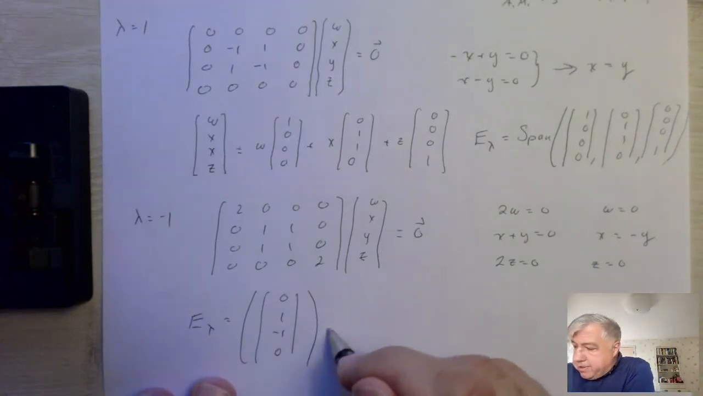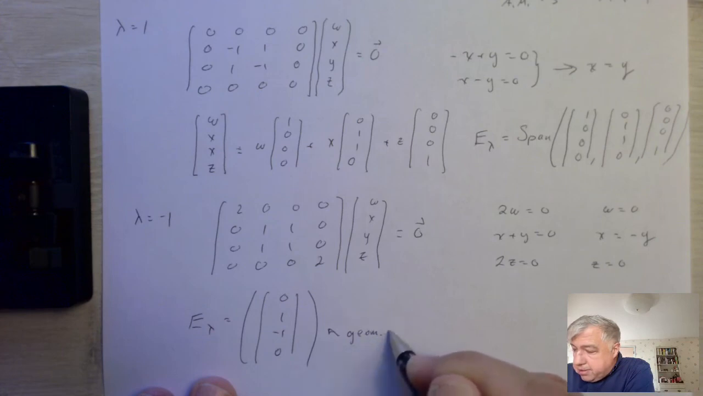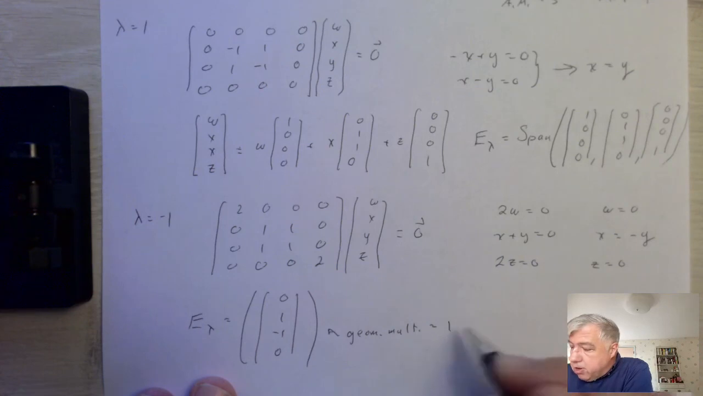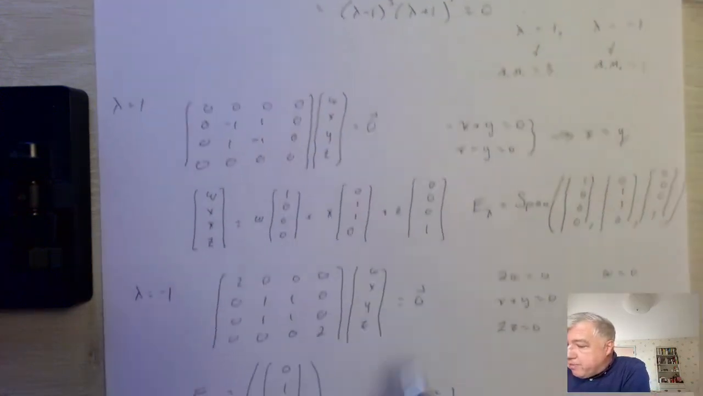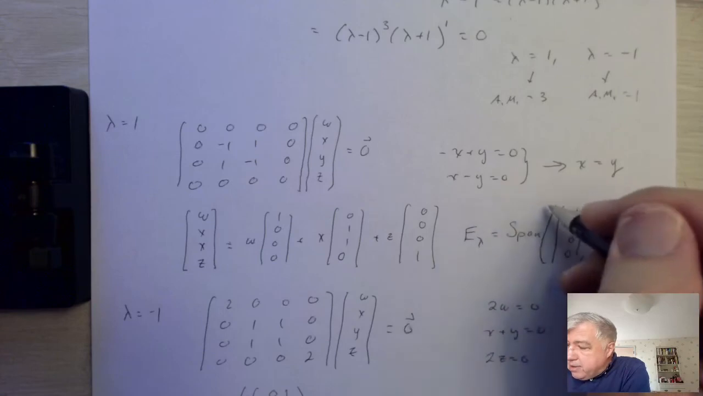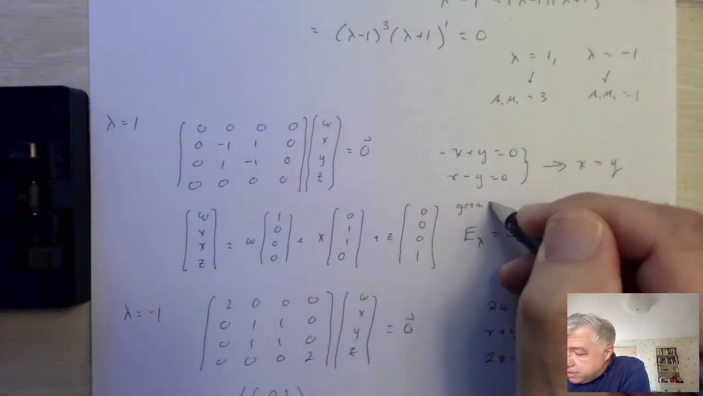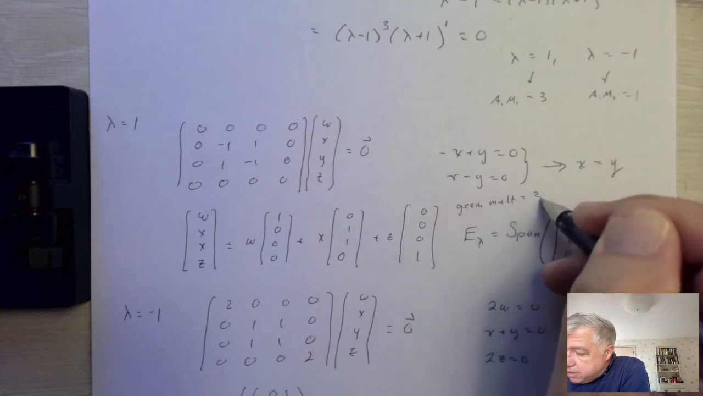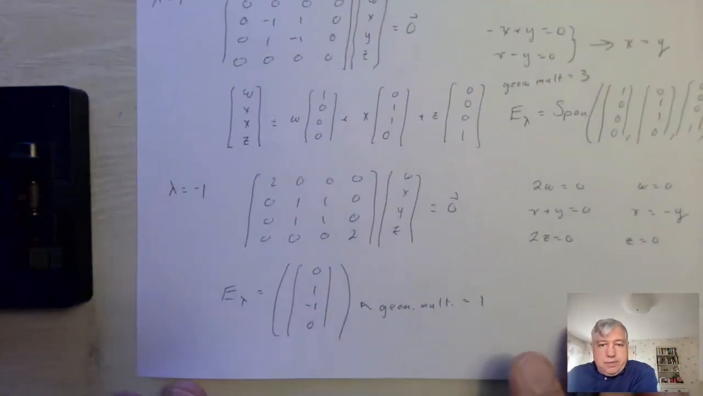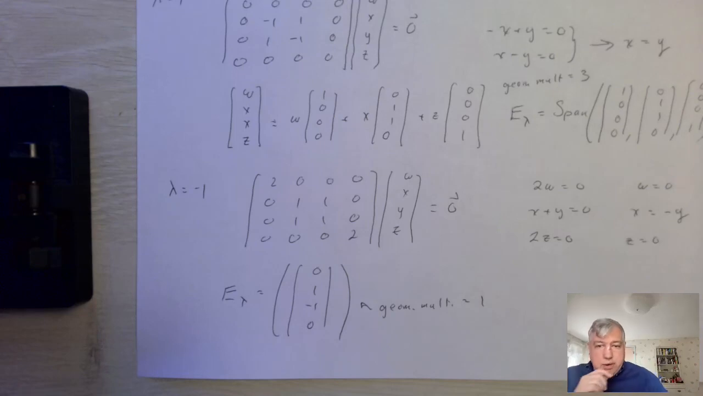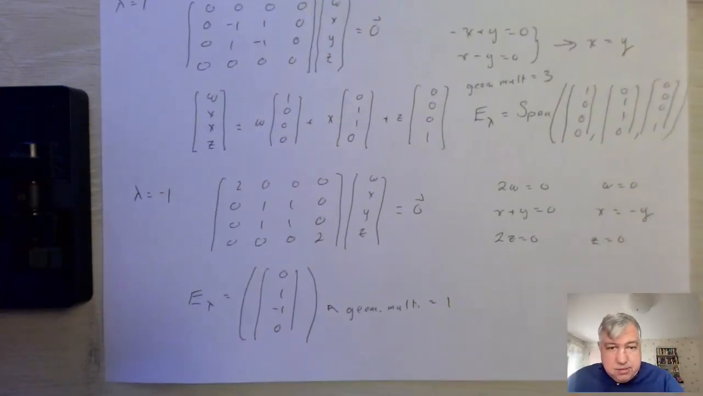And here the geometric multiplicity is 1, and I should say that when lambda is 1, the geometric multiplicity was 3. All right, so the best way to get good at this, again, is practice, practice, practice. Okay, and we'll have some more theory for you in the next video. See you then.